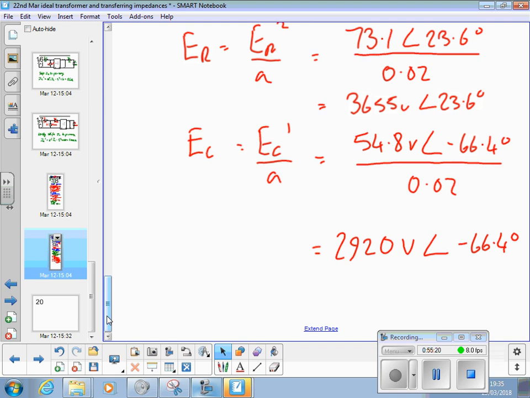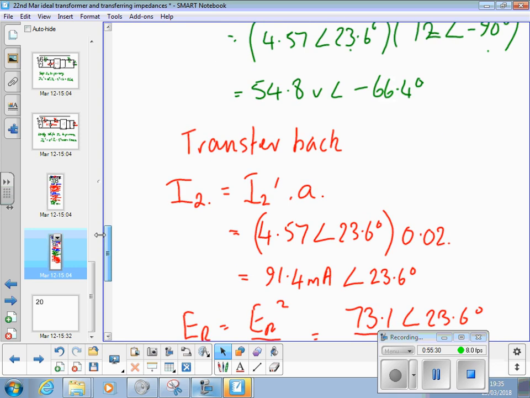And the current, is the current and the voltage across the resistor in phase with each other? 23.6 degrees. 23.6 degrees. Again, an indication that that's correct, because current and voltage for a resistor, current across the resistor and current through, should be in phase with each other. All right?